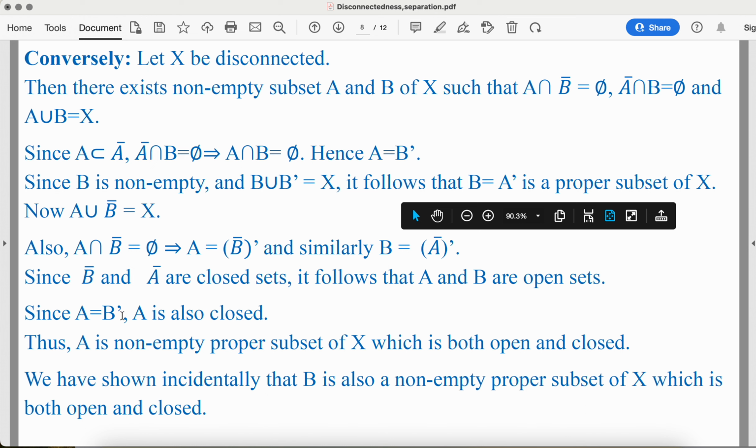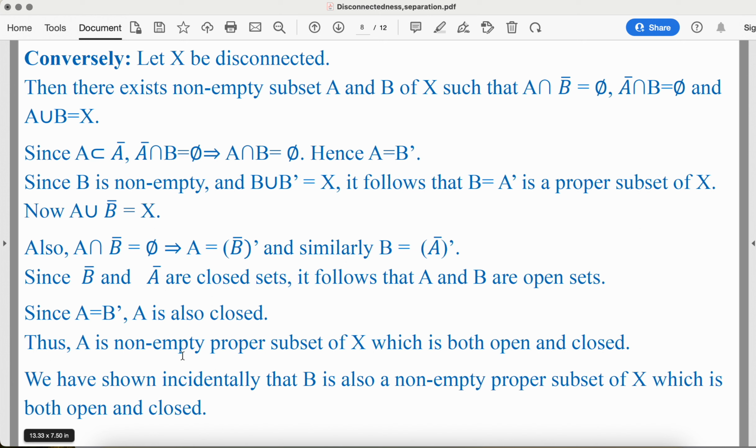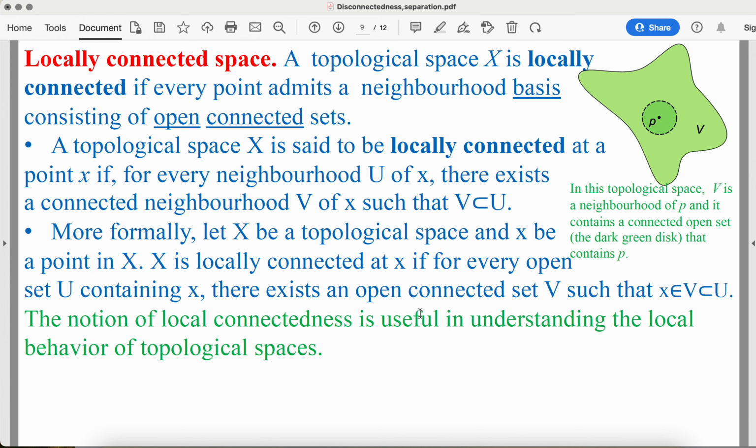Since A is equal to B complement, A is also closed. Thus, A is a non-empty proper subset of X, which is both open and closed. We have also shown incidentally that B is also a non-empty proper subset of X, which is both open as well as closed. Now, locally connected space.